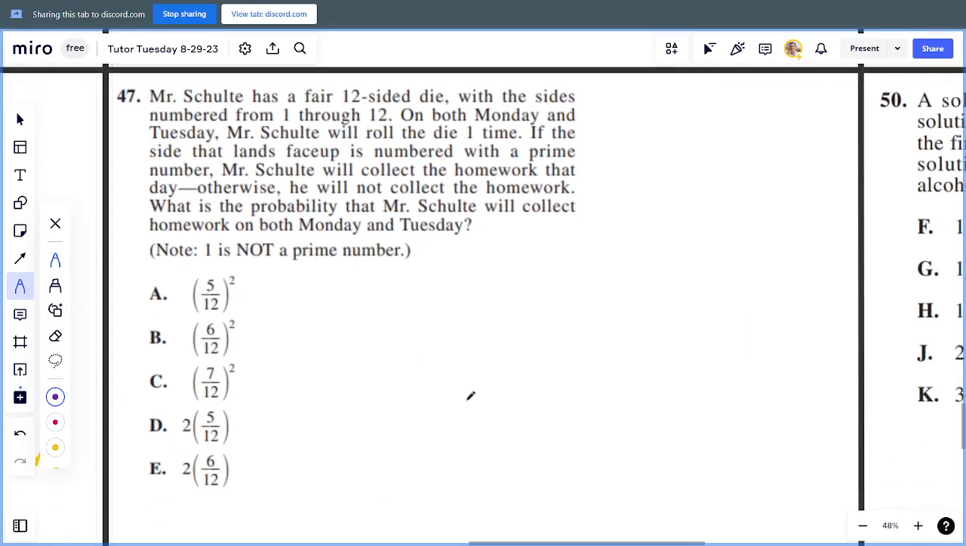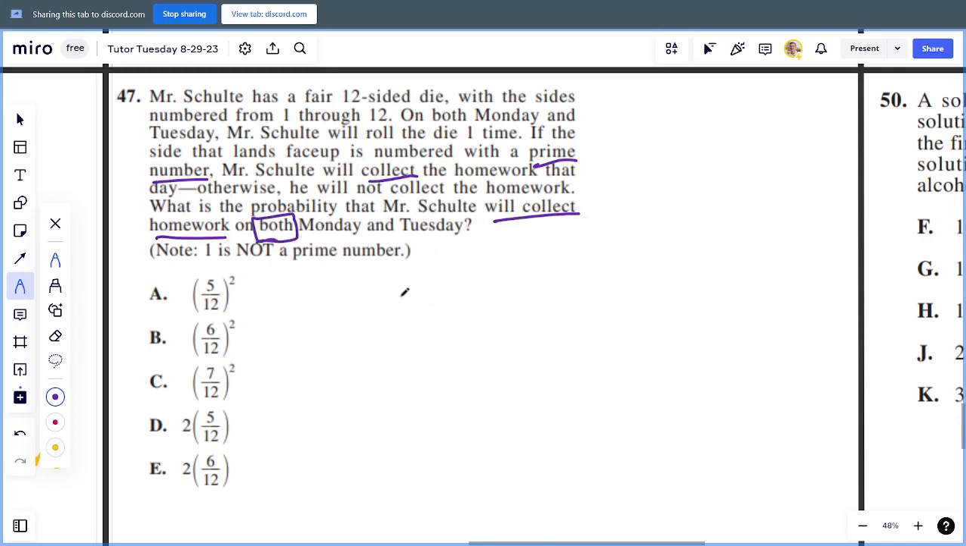This one's cool. It's a probability question. Mr. Schultz has a fair 12-sided die with the sides numbered from 1 through 12. On both Monday and Tuesday, Mr. Schultz will roll the die 1 time. If the side that lands face up is numbered with a prime number, Mr. Schultz will collect the homework that day. Otherwise, he will not. What's the probability that he will collect homework on both days?